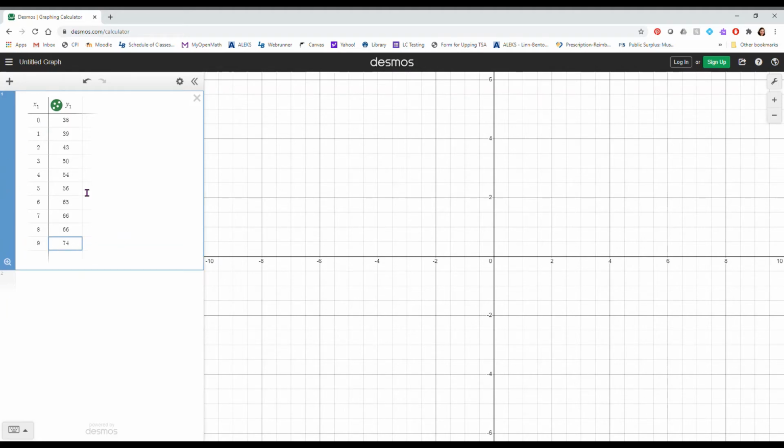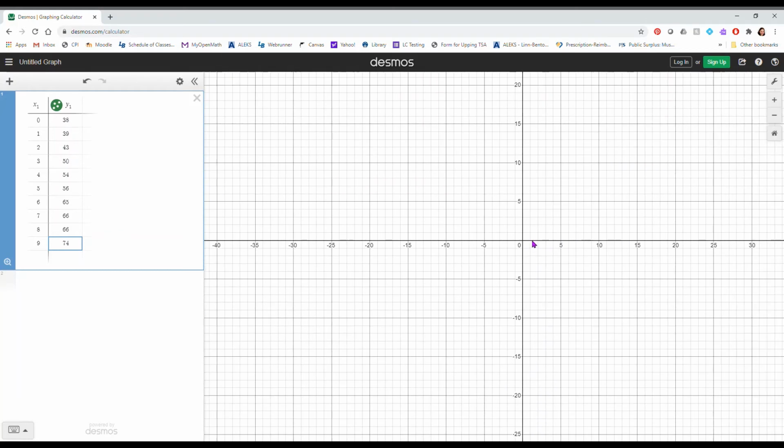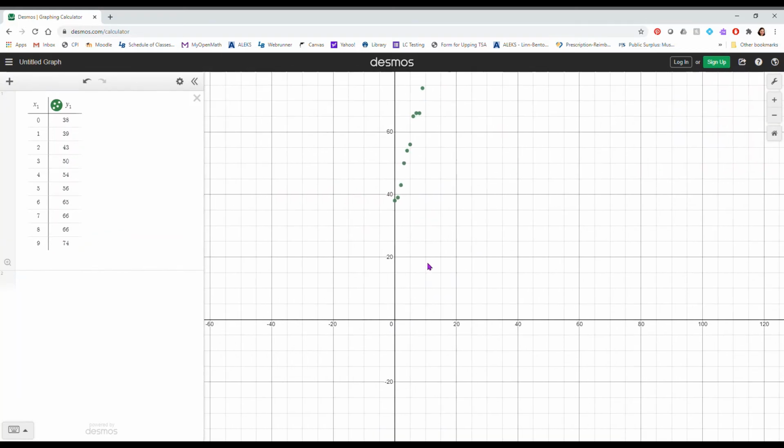All right, and you're like, yeah, but I don't see the data anywhere. And that's because if you look at our data, our x values are from 0 to 9, so that's okay, but our y values are way up here at 38. So if we zoom way out, we'll see it. Oh, there it is. So this is obviously not a good window for this data.